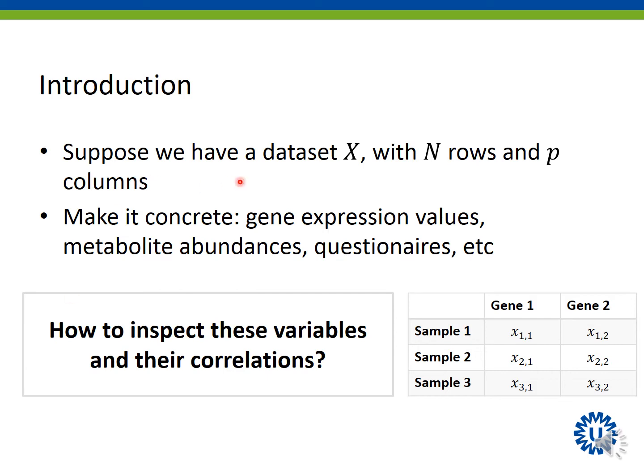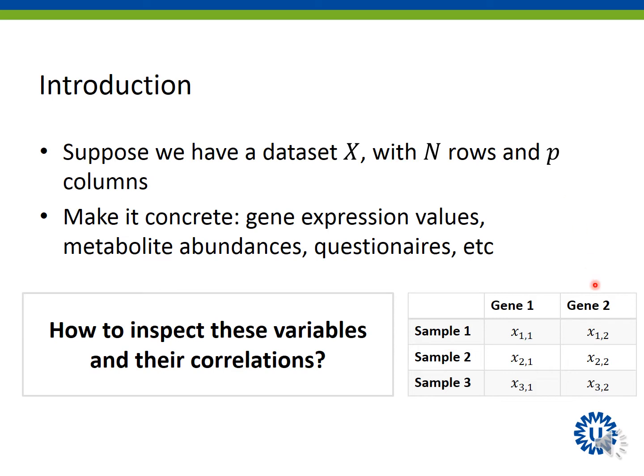Suppose we have a dataset X with n rows and p columns. The dataset can be anything, for example, gene expression values, metabolite abundances, questionnaires, and so on. n here is the sample size, so the number of subjects, and p is the number of features, or the number of genes, metabolites, and so on.